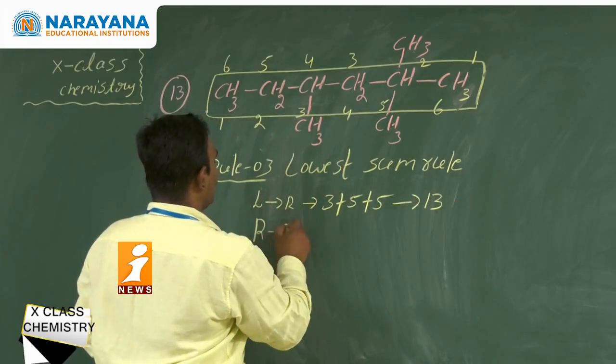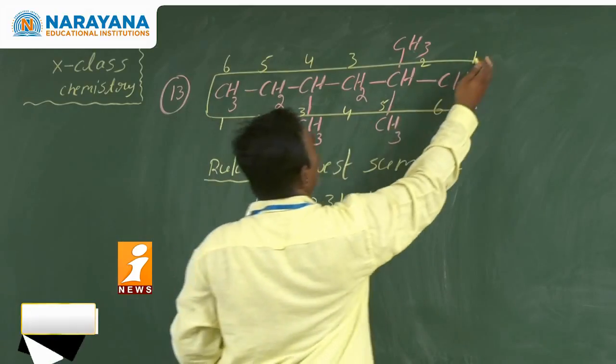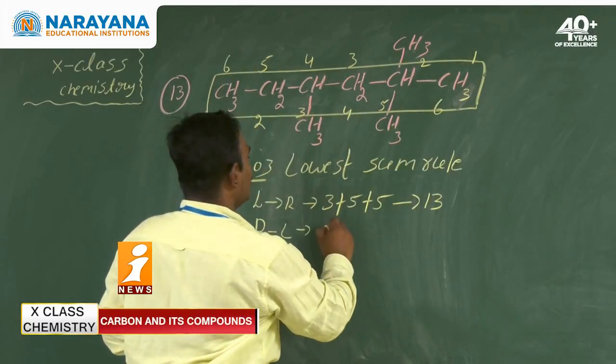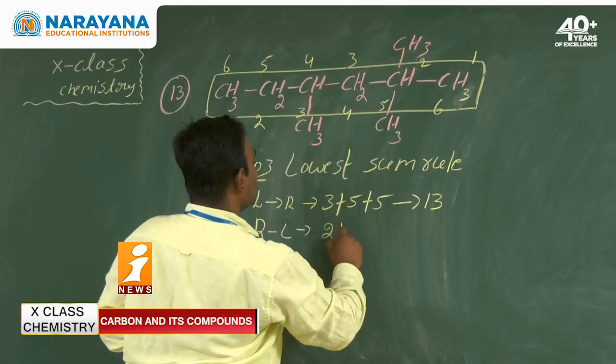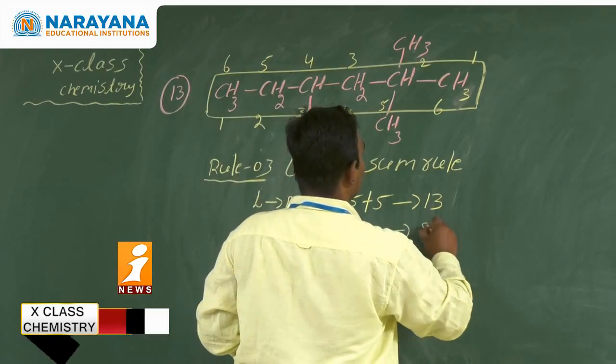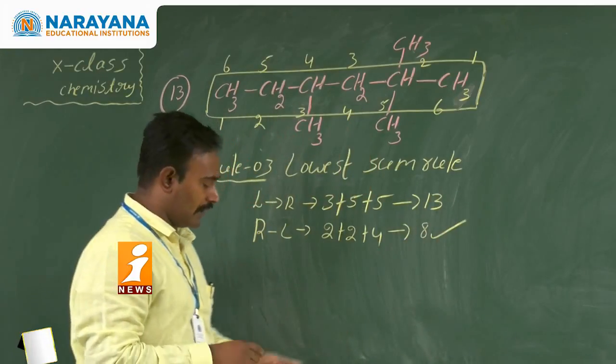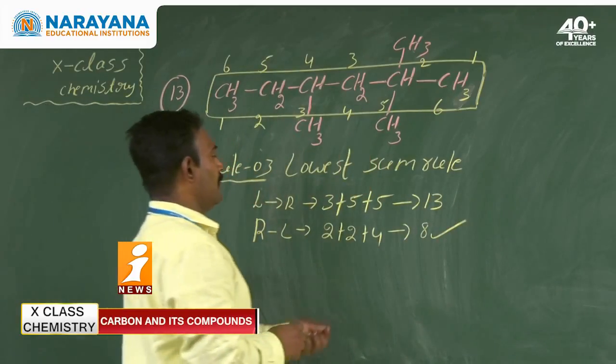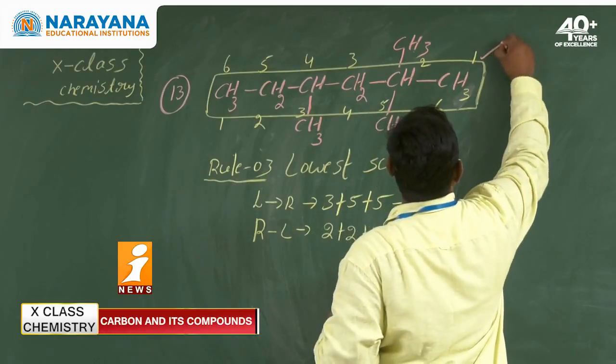Next, right to left. See here, positions 2 plus 2 plus 4. Then what do we get here? 8. So this is the correct procedure to allot the numbering of the compound.